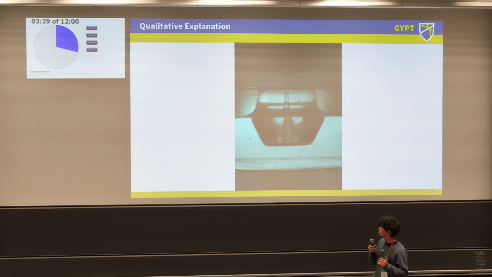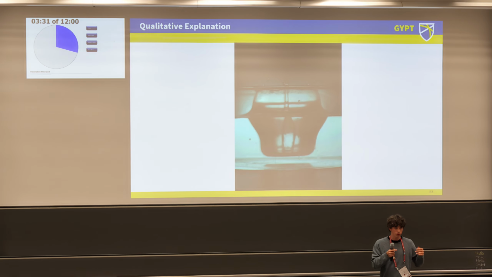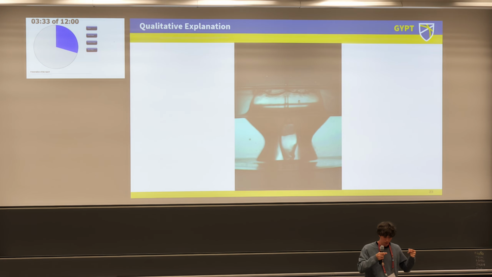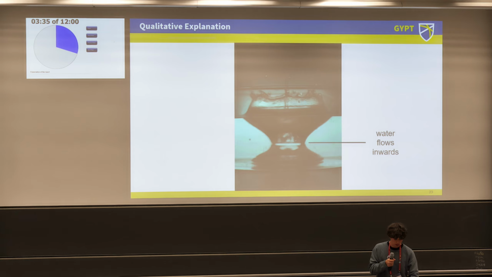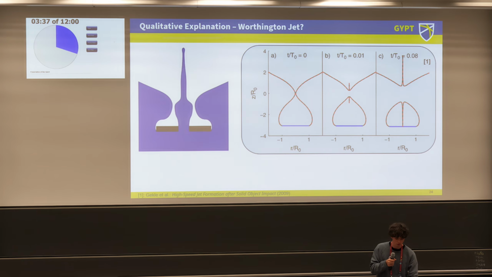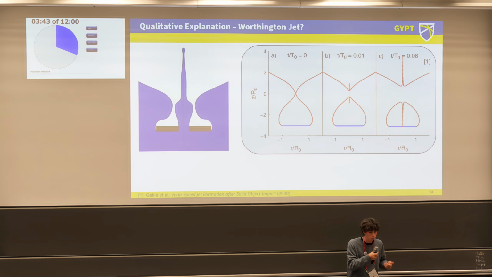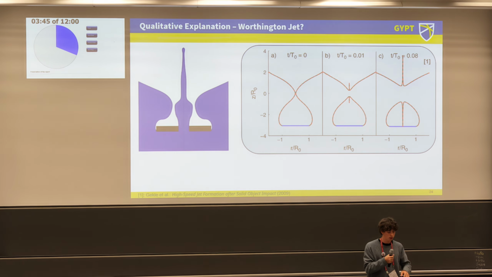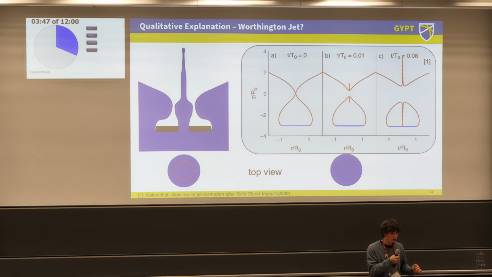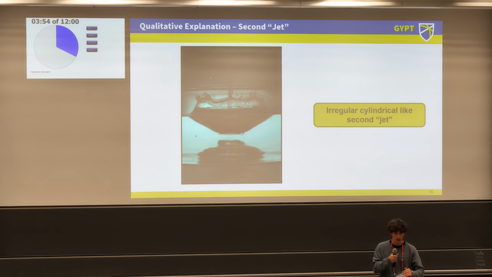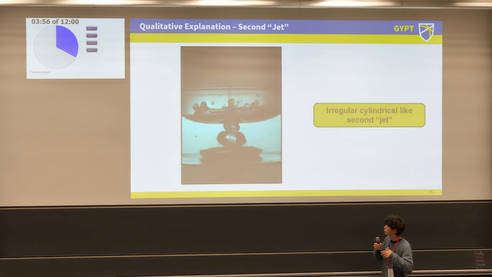Focusing on the further evolution of this air cavity, we can observe the water then starting to flow inwards again. This might remind one of a so-called vertical jet. Such a jet is produced when the cavity collapses and the momentum of the inwards traveling fluid is transformed in both an upward and a downward jet. A similar mechanism is acting here. However, this cavity collapses in not a single point, but rather a cylinder. For this reason, the second jet takes an irregular cylindrical-like shape.